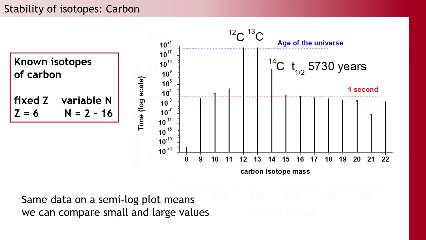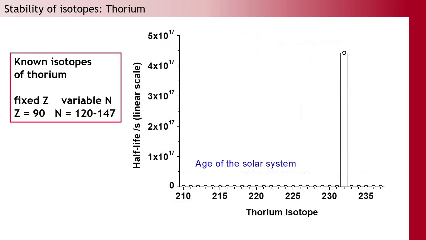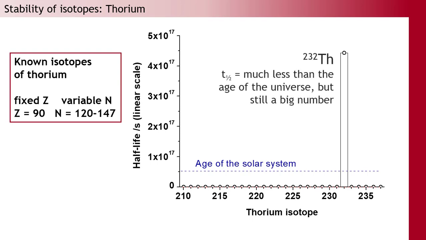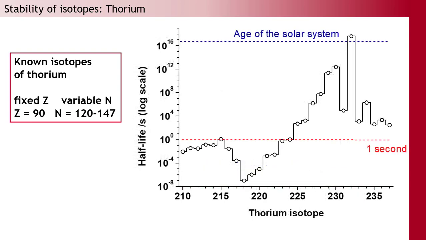Okay, let's have a look at an actinide. Let's take thorium. All isotopes of thorium are radioactive. Each has a characteristic half-life. But one isotope, thorium-232, has a large half-life, much longer than the age of the solar system, although much shorter than the age of the universe. Again, if we replot the same data on a semi-log plot, that stretches the lower values.